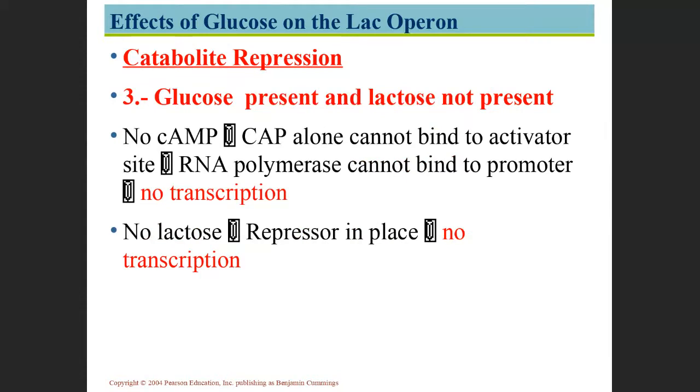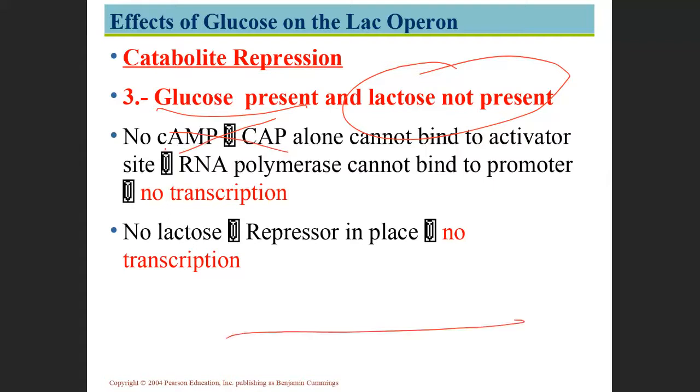Glucose present and lactose not present. Okay, so there's no lactose and there is glucose, which means the cAMP-CAP cannot happen. Which now what that means is that the repressor is here. And on top of that, RNA polymerase cannot bind. Okay, so even if it could bind, the repressor will be there stopping transcription.